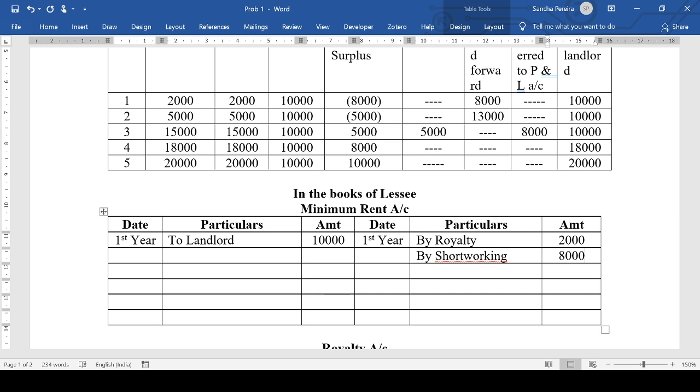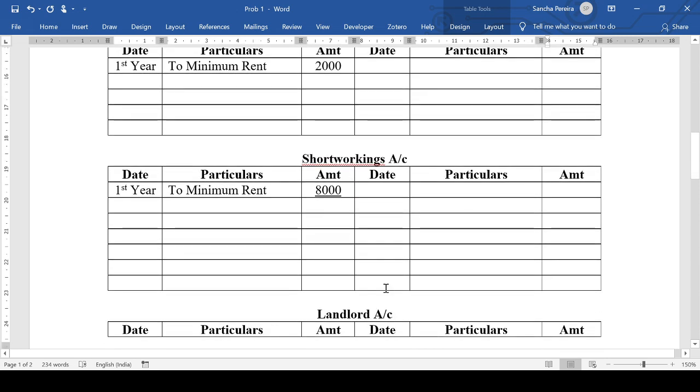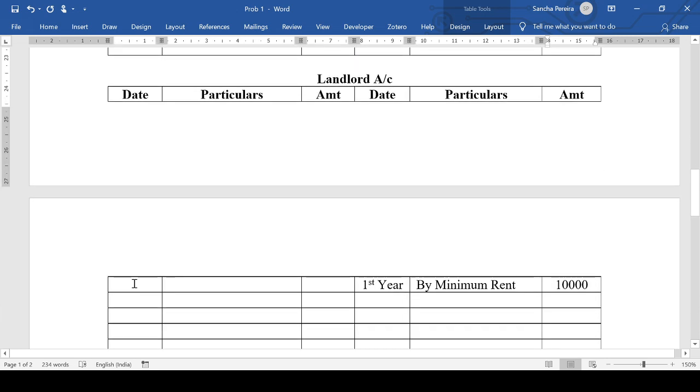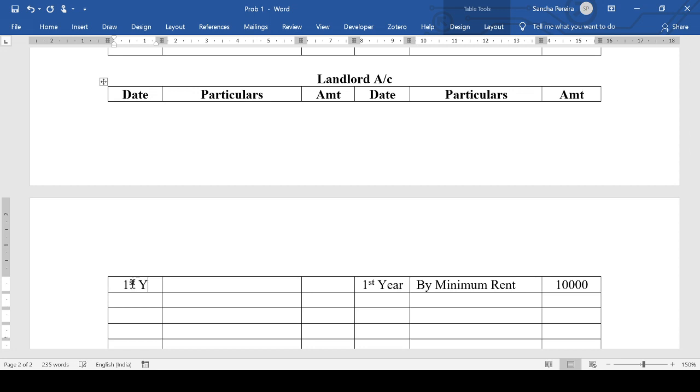Next is payment. Payment of the minimum rent. What's the entry when you're paying, in the books of the lessee? Landlord account debit to bank. How much is paid to the landlord? 10,000.